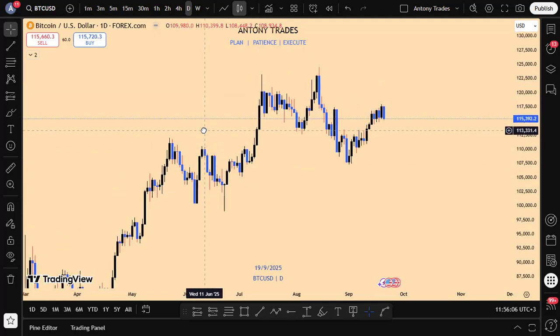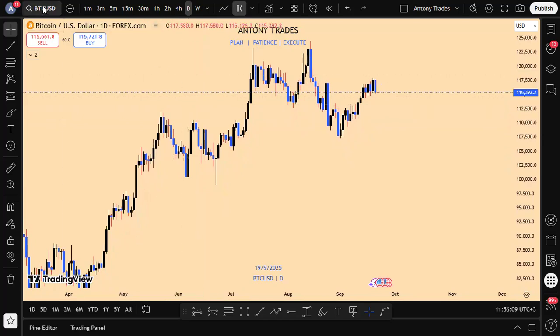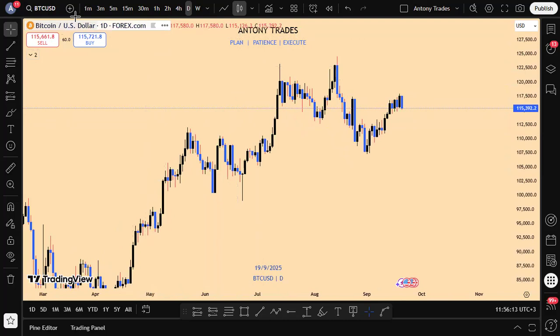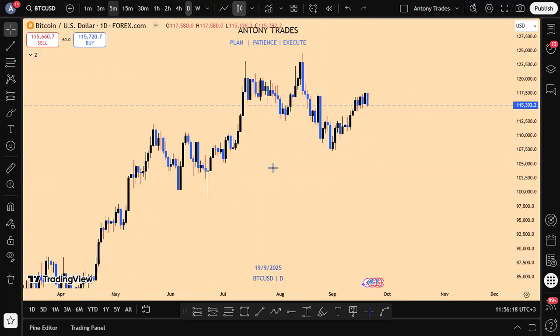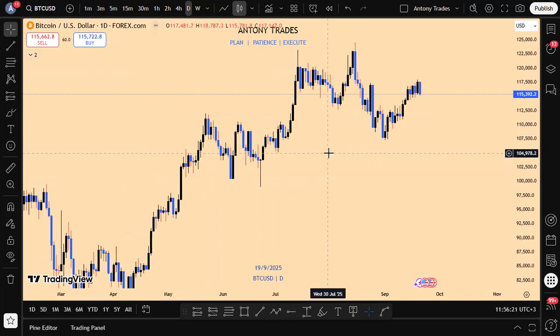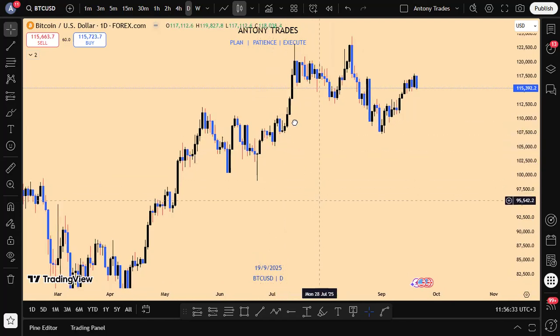Into my chart, I have a BTC chart. You can see here we have the Bitcoin pair. We are on a daily time frame. I've begun by saying we want to buy at the demand zone, and we will be selling at the supply zone. So you need to put across that point.